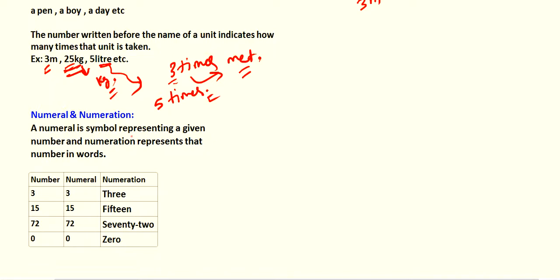Then next is numeral and numeration. Numeral is a symbol representing a given number. That means number and numeral both are the same. 3 is a number as well as a numeral. Then what is numeration? Numeration represents the given number in words.